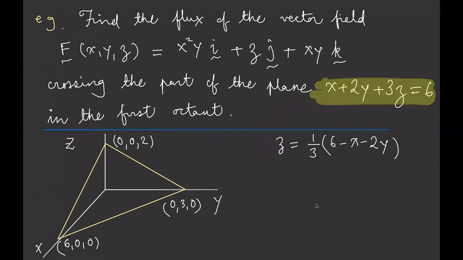If I just write it as z equals some function of x and y, that's what I get over there. Now, in order to calculate this flux, what I really need to do is parameterize this in terms of u and v. Well, what are u and v? Is there a good choice of u and v?